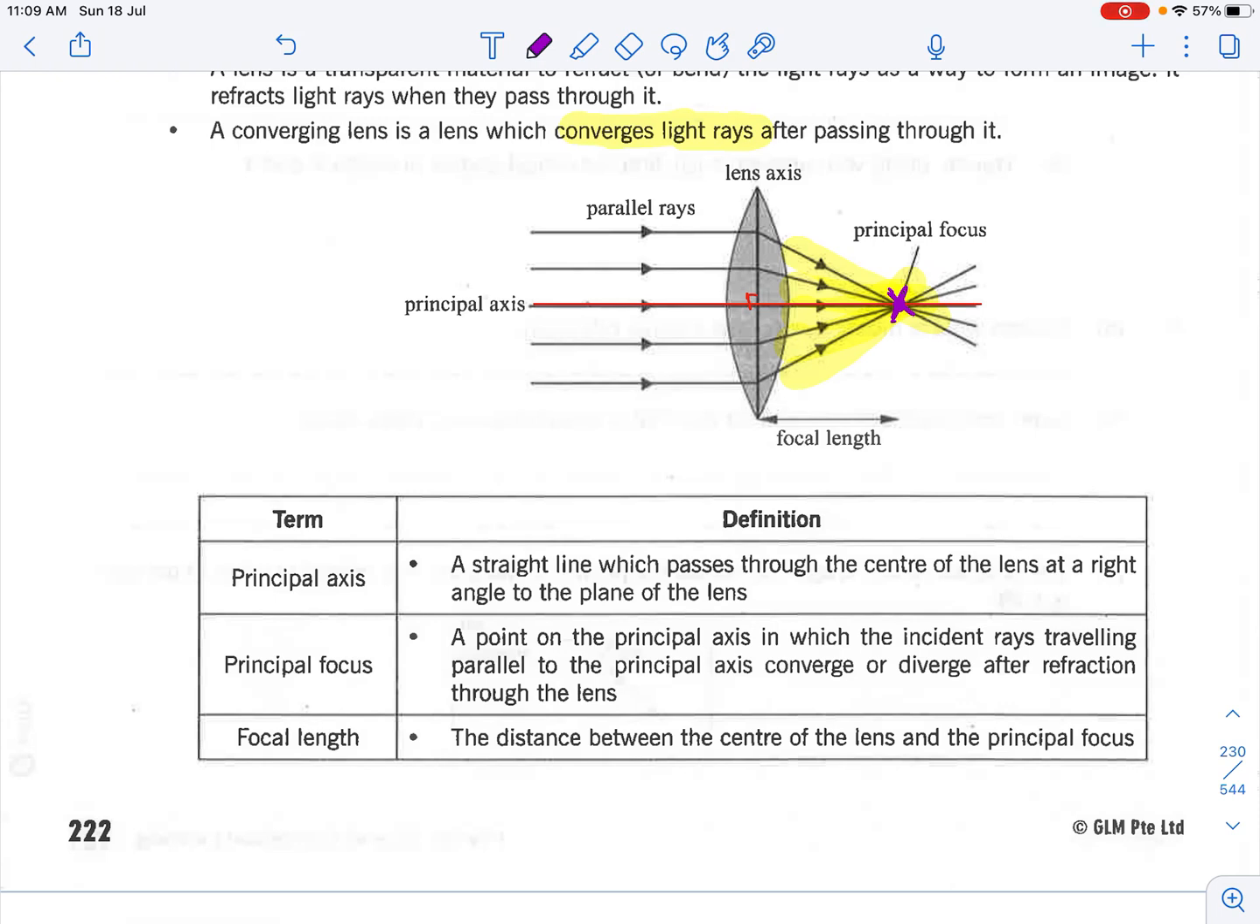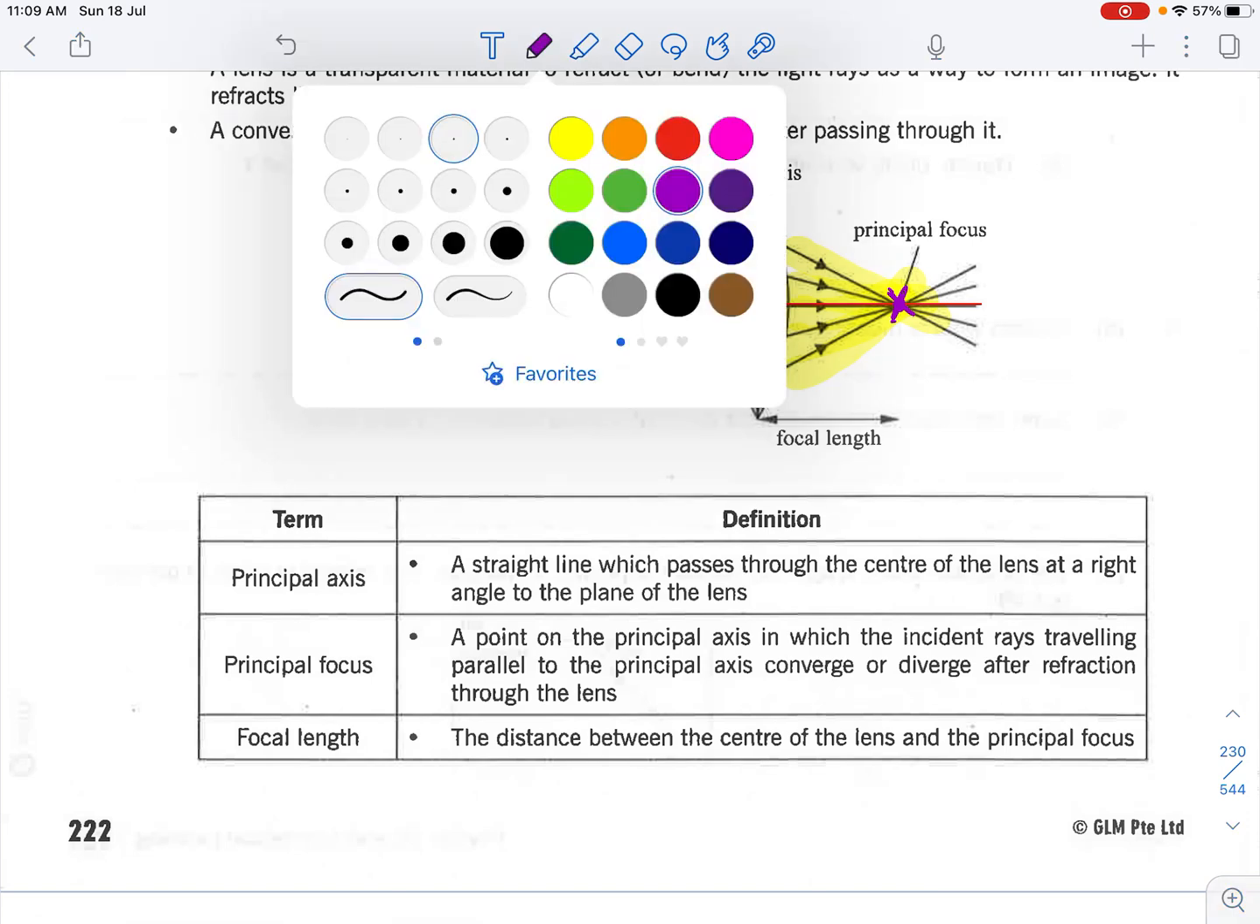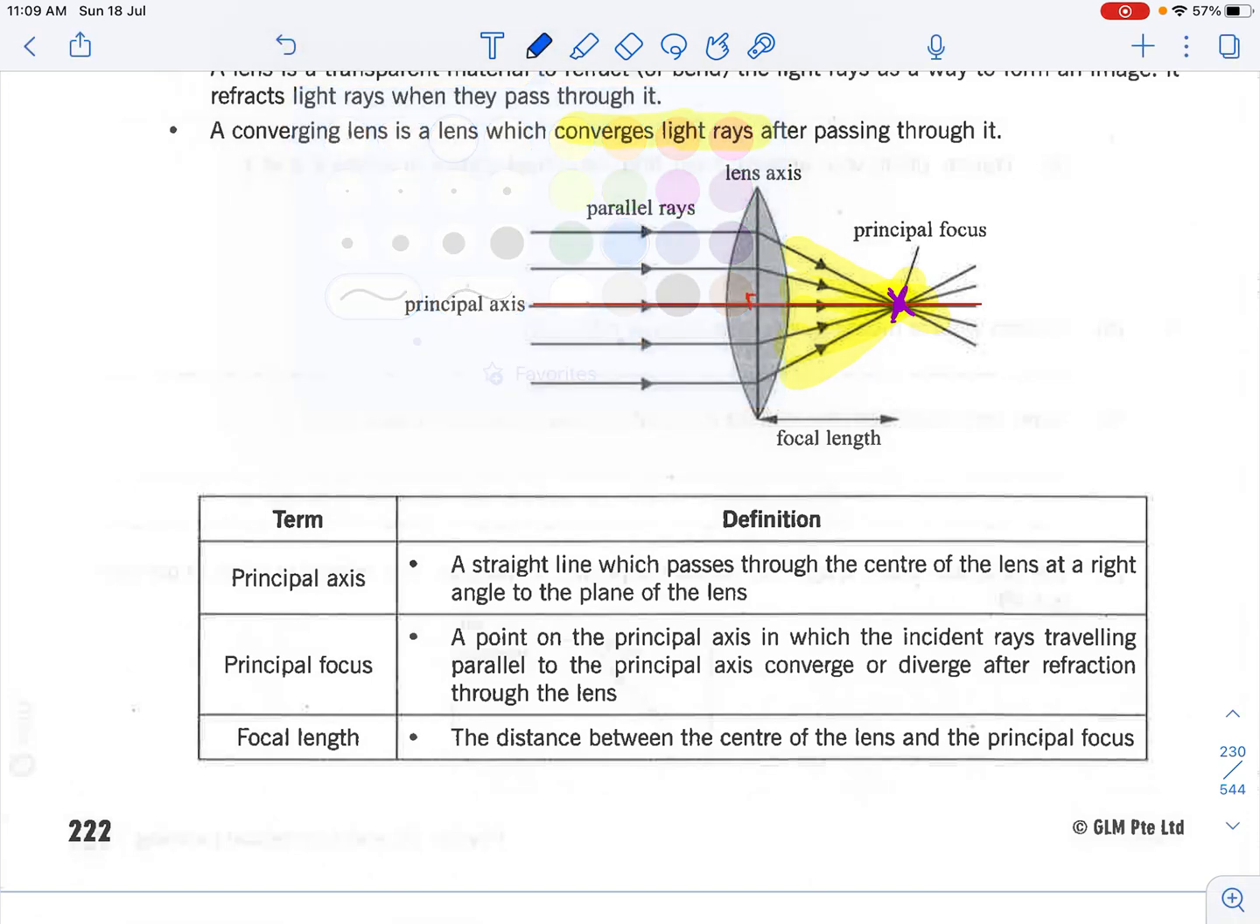The focal length is the distance between the center of the lens and the principal focus, which is this point over here. So the focal length will be the distance from here all the way to the principal focus. That's highlighted in blue.